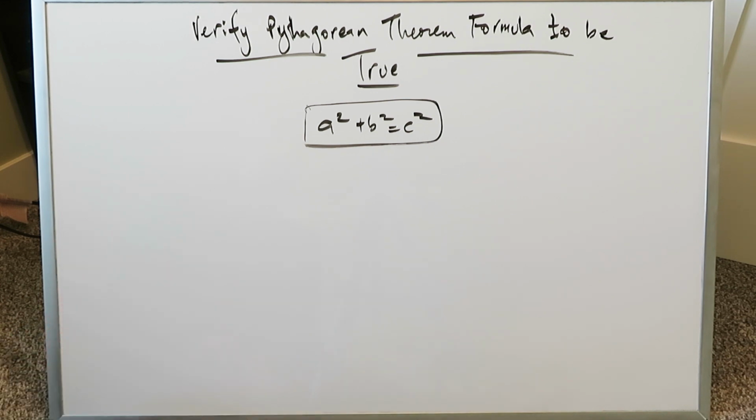How can you go about verifying that indeed this relationship is true or that this formula is true? Remember, we're not proving how the formula forms, or we're not doing a proof for it. We're showing that this formula is indeed true, it is correct. How can we go about doing that verification?